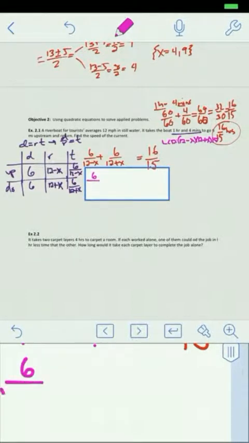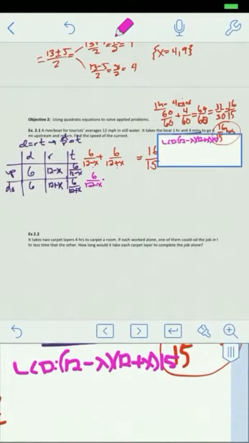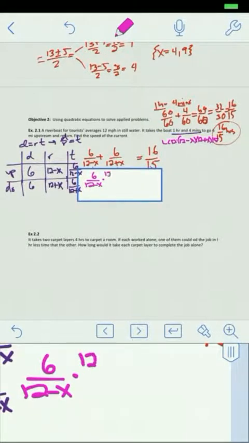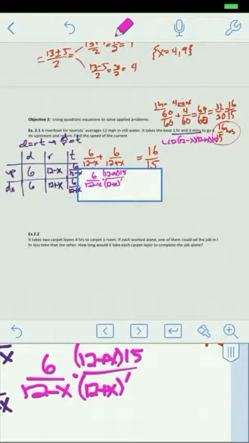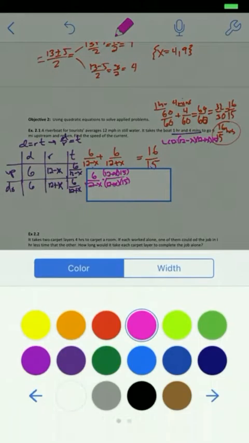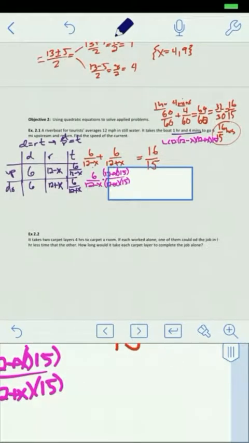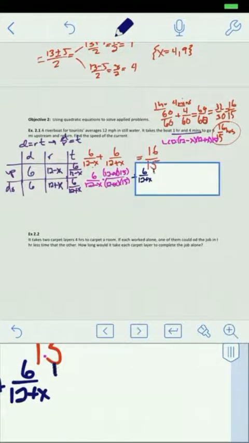So 6 over 12 minus x times, let's see, that one has the 12 minus x, but the other needs the 12 plus x and the 15. So 12 plus x and the 15, right? The next term is very similar, 6 over 12 plus x. It already has the plus version, so it needs the 15 and the 12 minus x version.